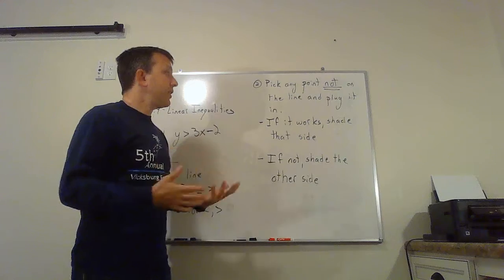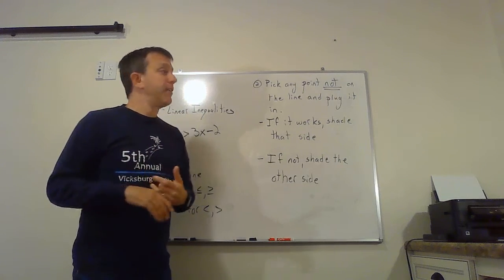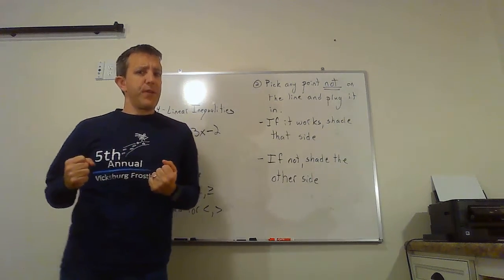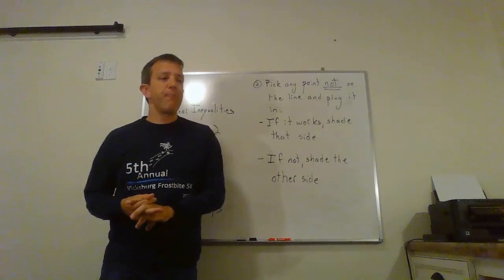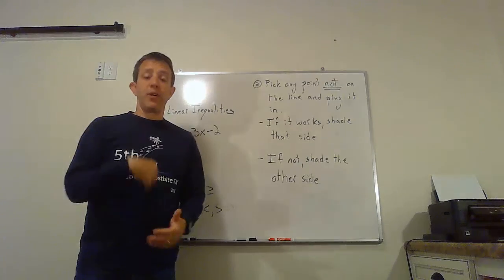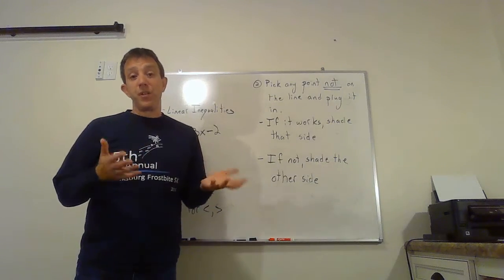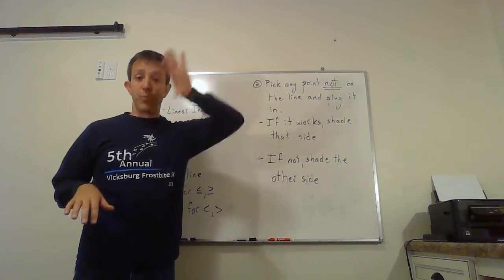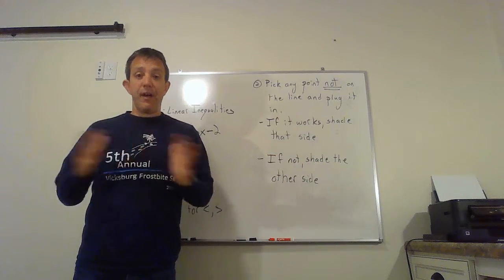So really, pick any point that's not on the line. Picking 0, 0 is always a great point to pick, if you can. If one point on a side works, every other point on that side would work. And if it doesn't work, nothing on that side would work. It's always one side or the other, every single time.